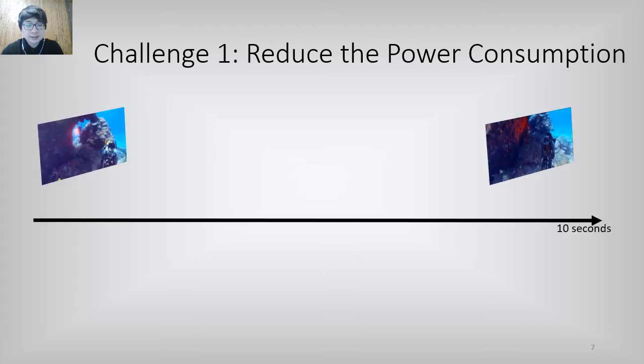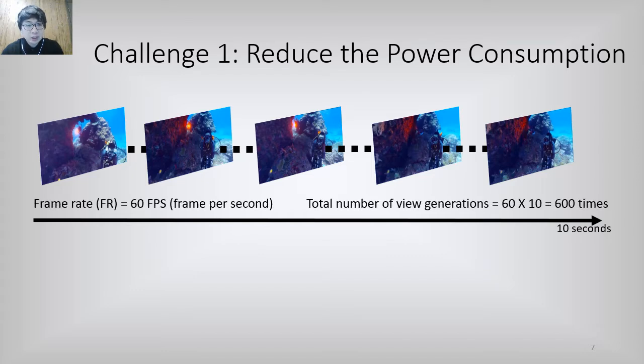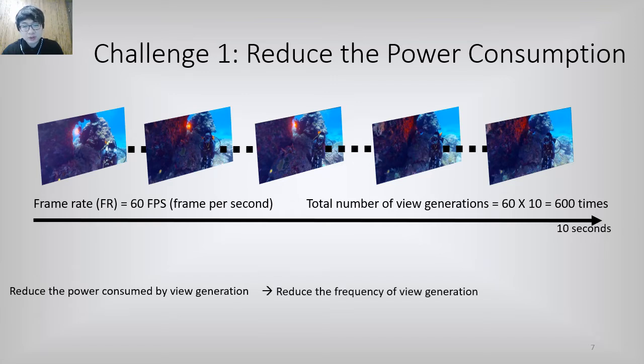Then in these 10 seconds, we have this first and last user view, and typically the system will render each pixel of the user's view at a frequency of 60 times per second, which means the frame rate is 60 FPS, and that makes the total number of view generations 600 in these 10 seconds. Based on this observation, we came up with the idea: if we want to reduce the power consumed in the view generation, can we reduce the number of times the video is generated in a certain time? In other words, can we reduce the frame rate?